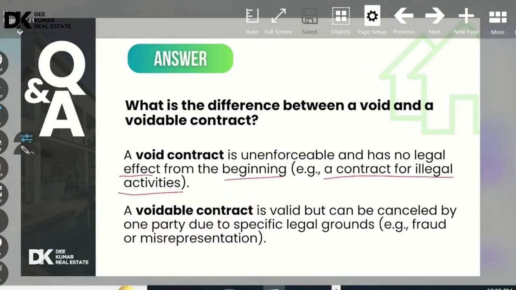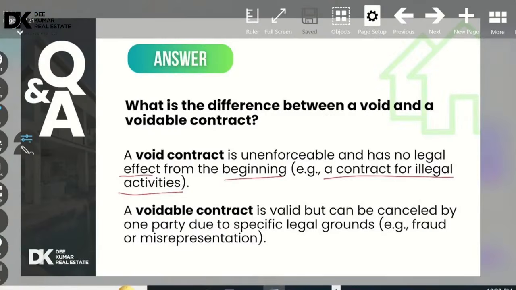You'll find the elements of a valid contract in your real estate books. Wherever you are studying, look in your books under contracts and you're going to find the elements of a contract. Once you find them, memorize those. Then if you play it backwards, if there's anything missing, like the illegality of a contract, and you see that, then you know that it's a void contract.